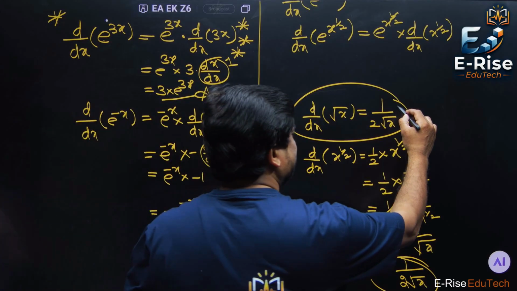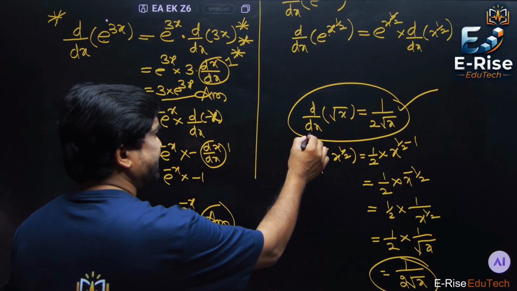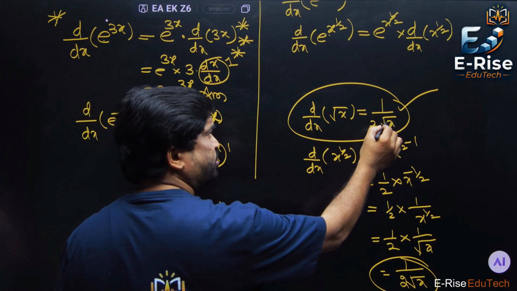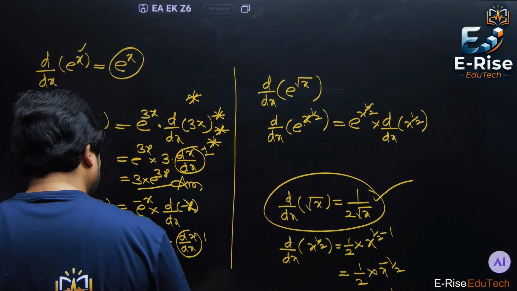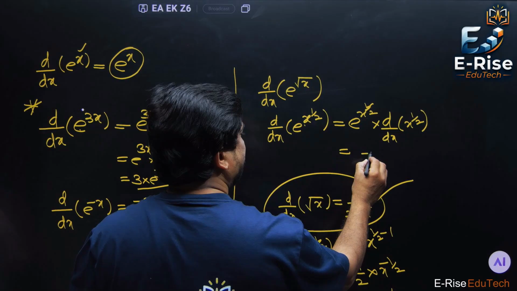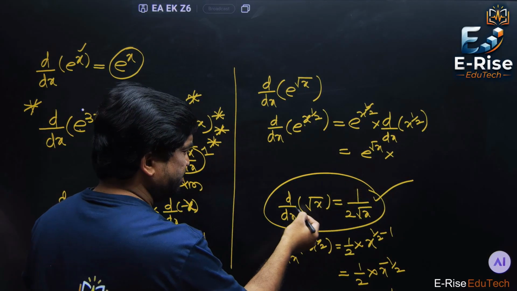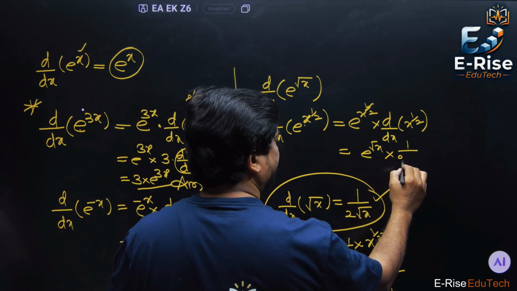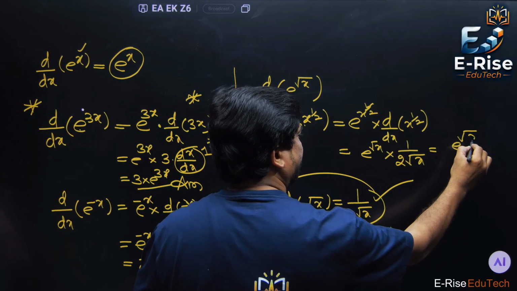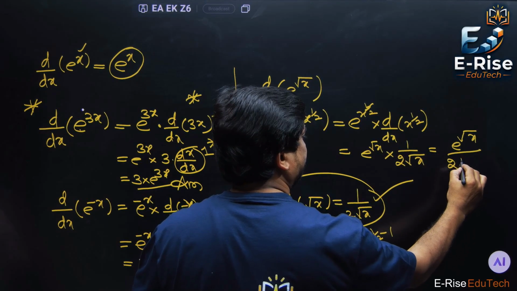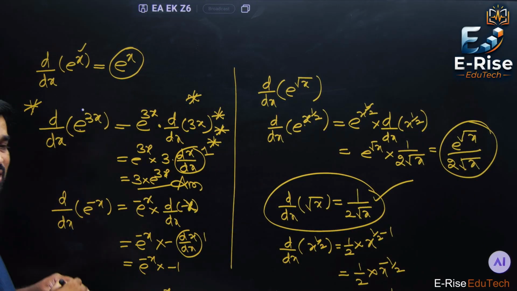So directly remember this one. This is also one of the formulas. D by dx of root x is 1 by 2 root x. So substitute it directly here in our question. E power root x into d by dx of root x. D by dx of root x is 1 by 2 root x. So the answer is e power root x by 2 root x. This is the answer. So how to apply the internal differentiation is very, very important.